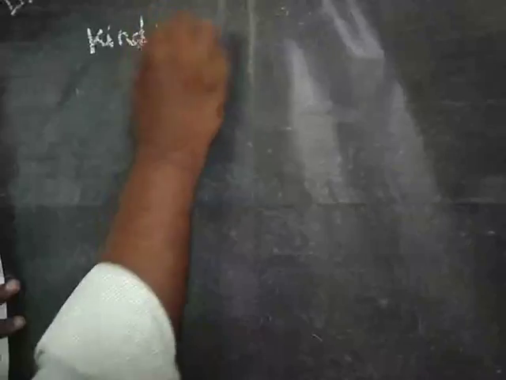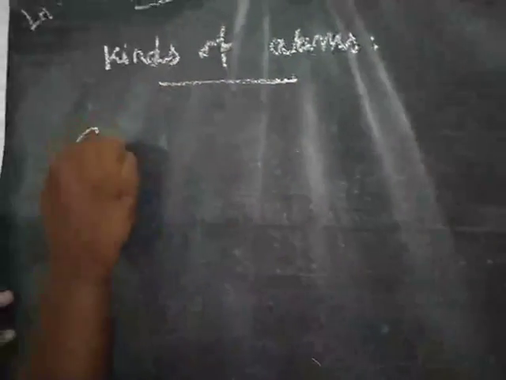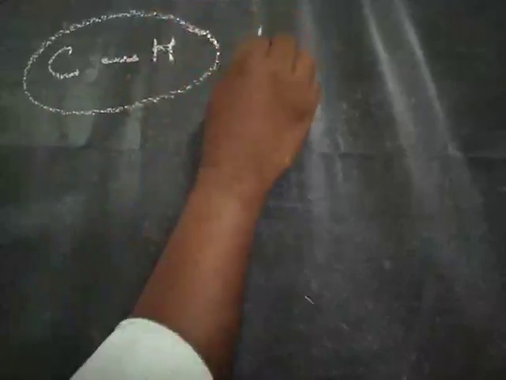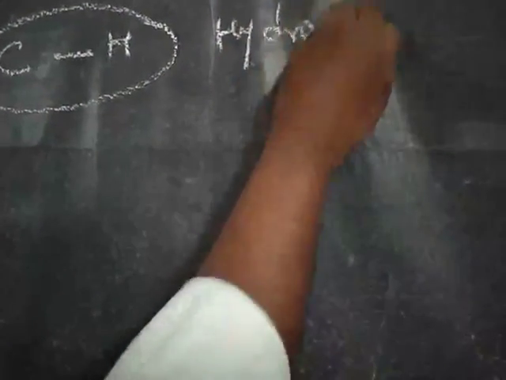Next, organic compounds can be classified based on the attachment of the atoms, that is, based on their kinds of atoms. Carbon atom combined with what? Hydrogen. That is called hydrocarbons.